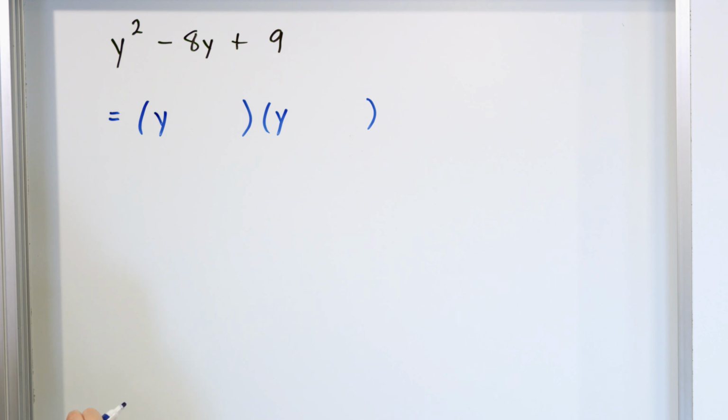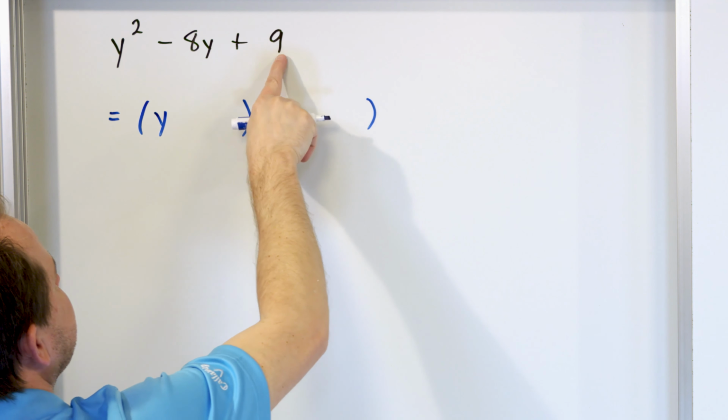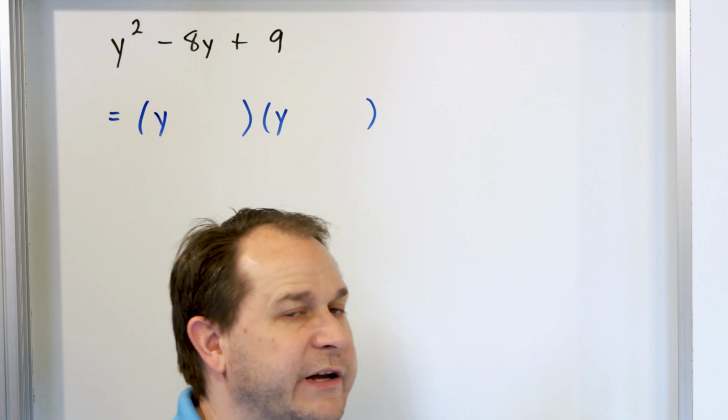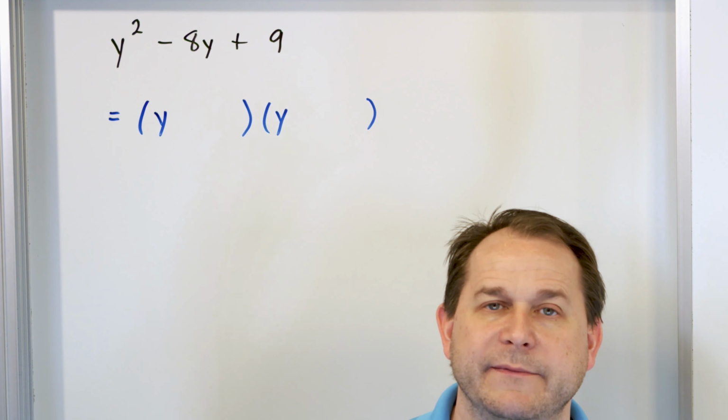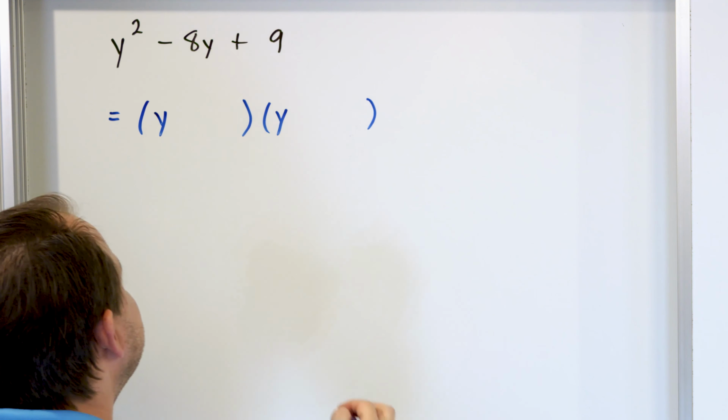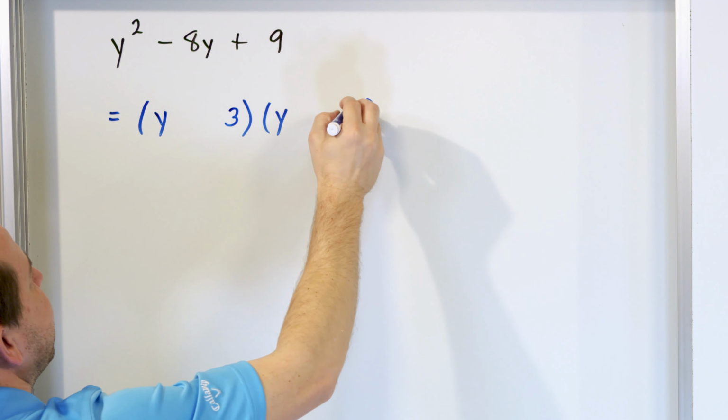And then I can choose what to put in the last spots to multiply together and give me 9. I have some choices. I can do 3 times 3. I can do 1 times 9. They both give me 9. So let's start out with what I think of typically first, 3 times 3.